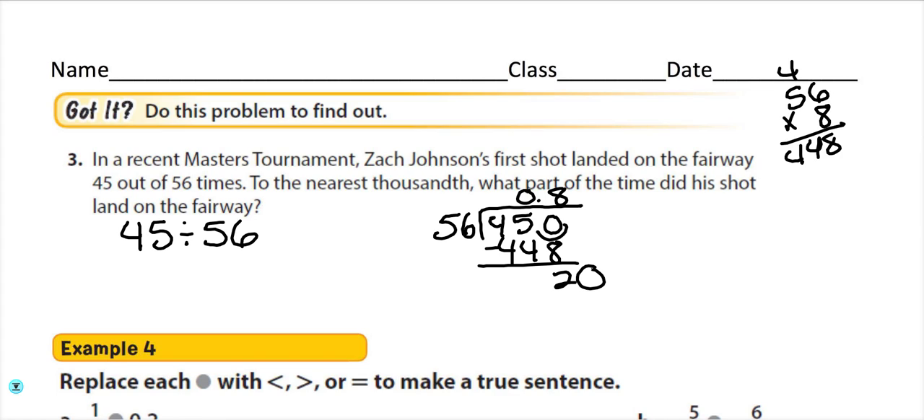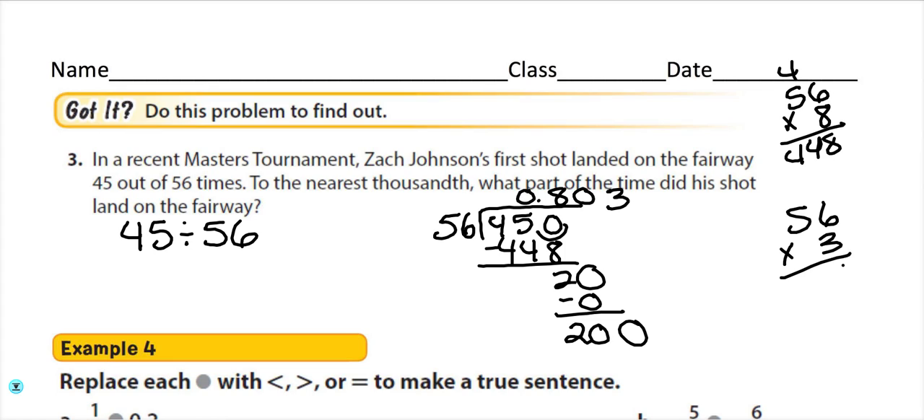Bring in a 0. Okay, that's not going to work at all. And then that's still 0, so that's 20. Okay, and then 200, that's only going to go in 3 times. 168. And that's going to give us 32. Okay, and then we need to go one more time yet.